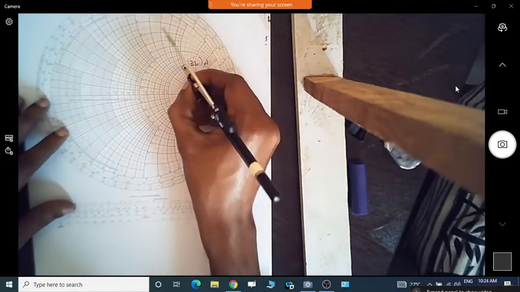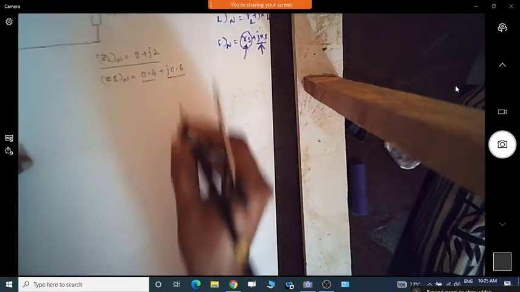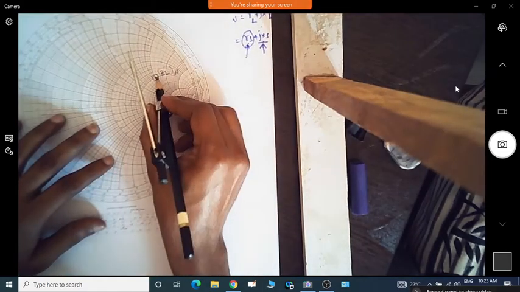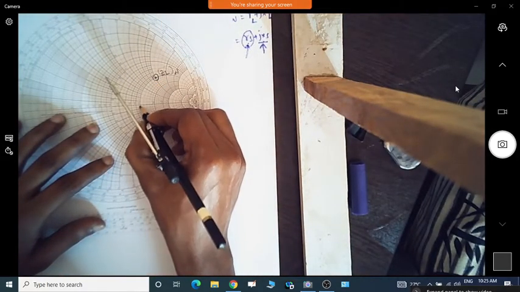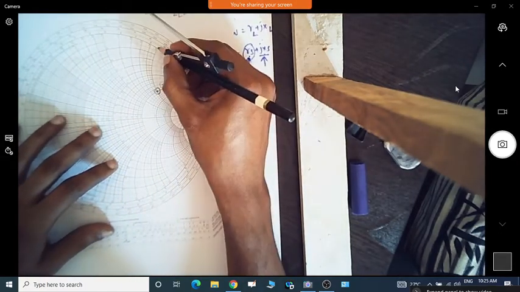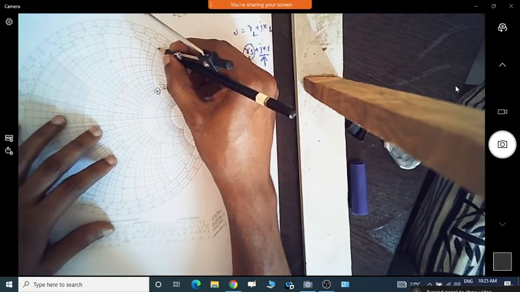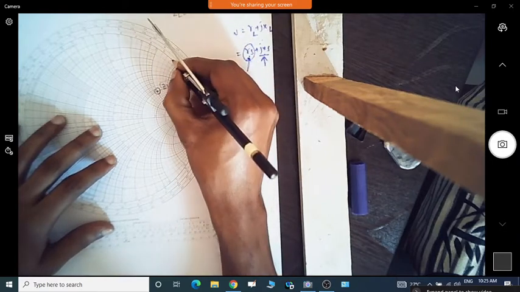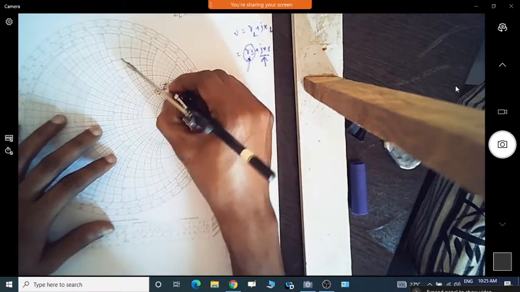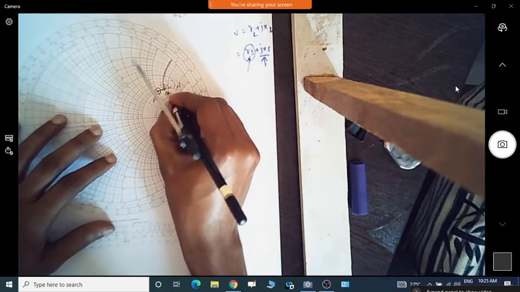Now first, if I want to add the reactance, you can see how much reactance I need to add: 0.6. Move on the constant resistance circle. We have 2 here, and we need to add 0.6. If I add that 0.6, you will get 2.2, 2.4 and 2.6. This is the point you get after adding the reactance. So this much reactance I have added. This is your point A and this is your point B.